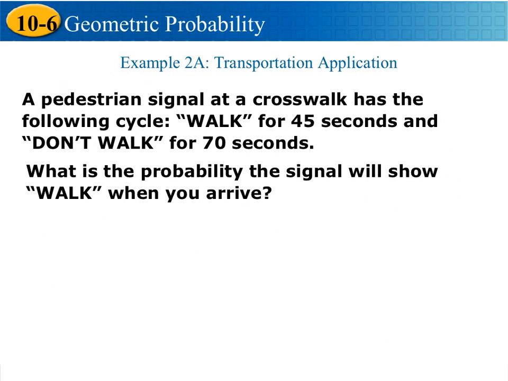Next example, a pedestrian signal at a crosswalk has the following cycle. Walk for 45 seconds and don't walk for 70 seconds. What's the probability the signal will show walk when you arrive? So we need our whole sample space, so the whole thing. So our whole cycle is going to be the 45 seconds when it's on walk plus the 70 seconds when it's don't walk. So we just add 45 plus 70. So our whole space is going to be 115 seconds.